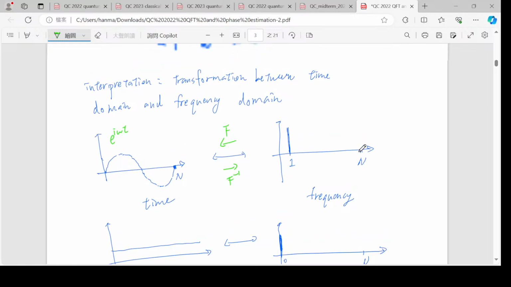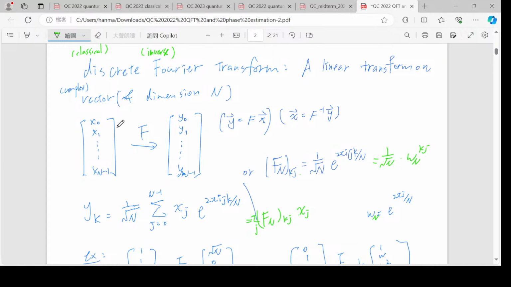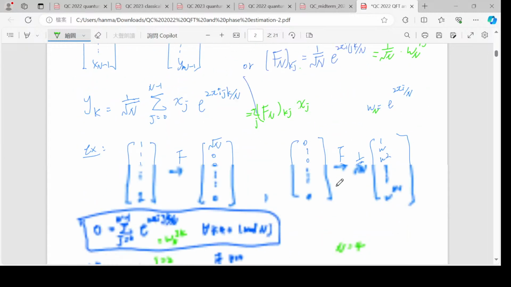Mathematically, the Fourier transform is this matrix with its kj-th element being 1 over root n times e to the 2 pi i jk divided by n. This complicated expression, e to the 2 pi i jk divided by n, you can think of as omega_n to the kj, where omega_n is the nth root of 1. And then we see that this F_n, written in this way, is actually a unitary matrix.